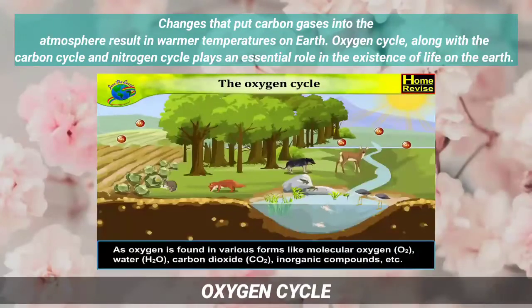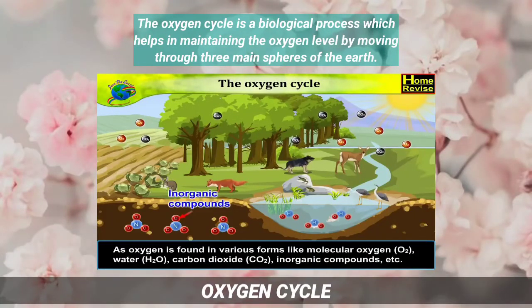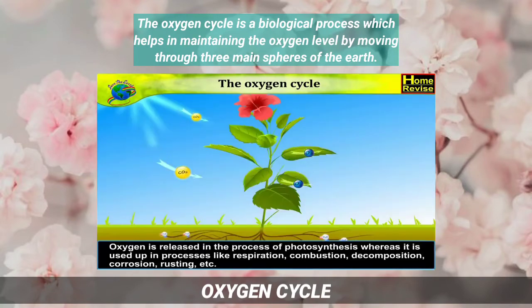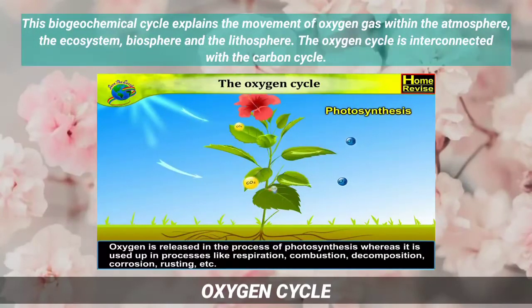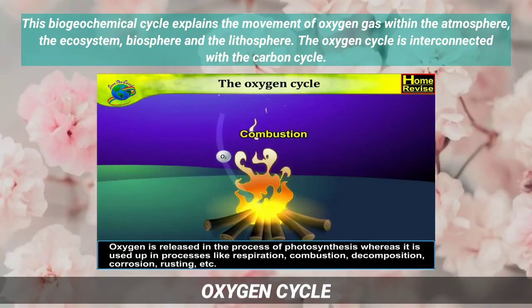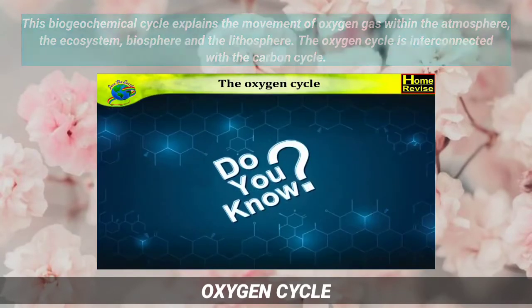The oxygen cycle, along with the carbon cycle and nitrogen cycle, plays an essential role in the existence of life on Earth. The oxygen cycle is a biological process which helps in maintaining the oxygen level by moving through three main spheres of the Earth, which are the atmosphere, lithosphere, and biosphere. This biogeochemical cycle explains the movement of oxygen gas within the atmosphere, the ecosystem, biosphere, and the lithosphere. The oxygen cycle is interconnected with the carbon cycle.